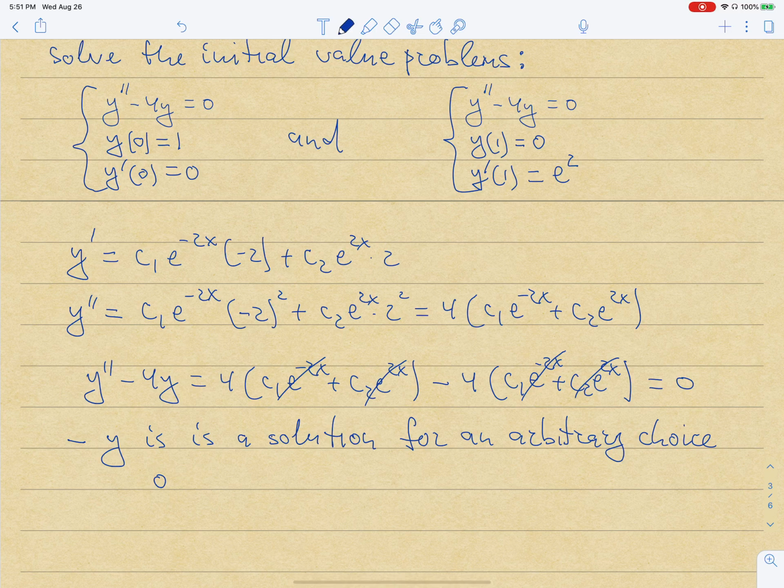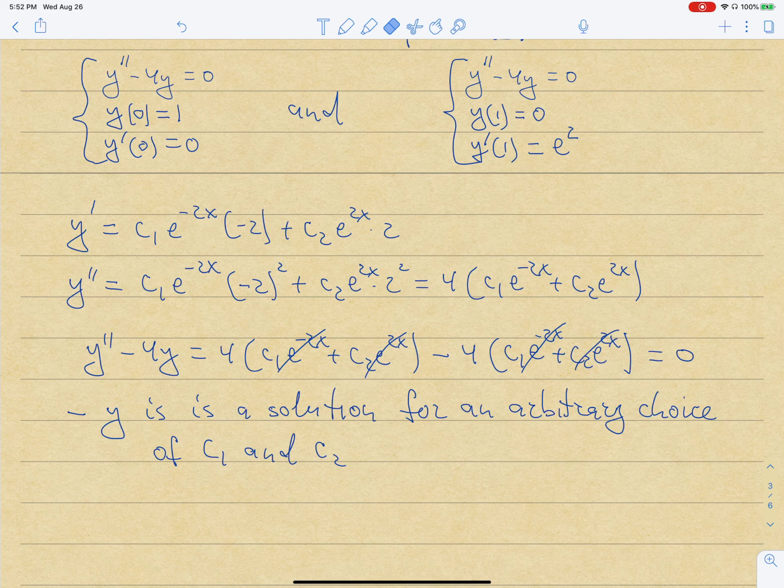All right, so now let's solve the initial value problems. Let's denote this as initial value problem number 1. And this would be initial value problem number 2.